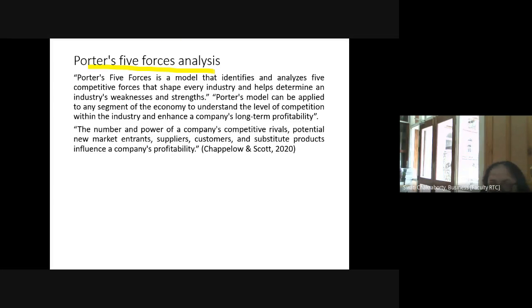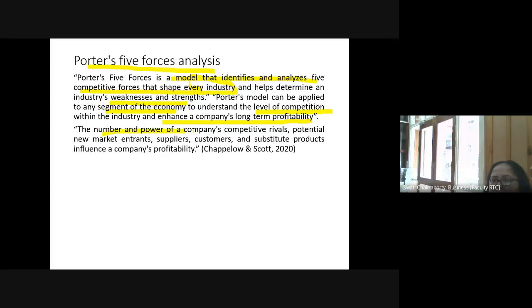Now, Porter's Five Forces analysis is a model that identifies and analyzes five competitive forces that shape every single industry, and it also helps in identifying an industry's strengths and weaknesses. It can be applied to any segment of the economy for understanding the level of competition in that industry, and also to enhance the long-term profitability of the company.